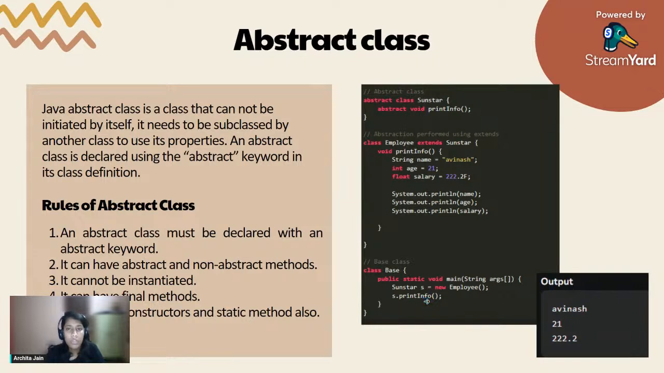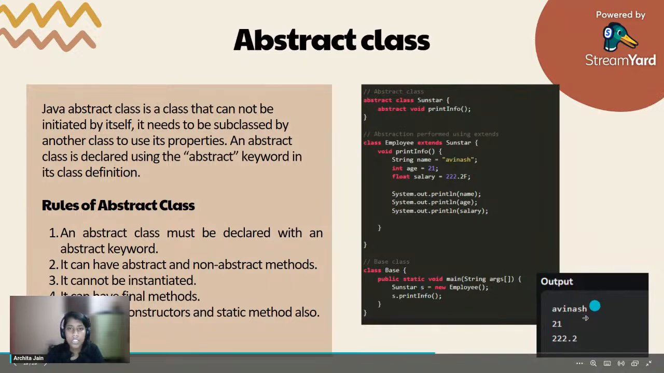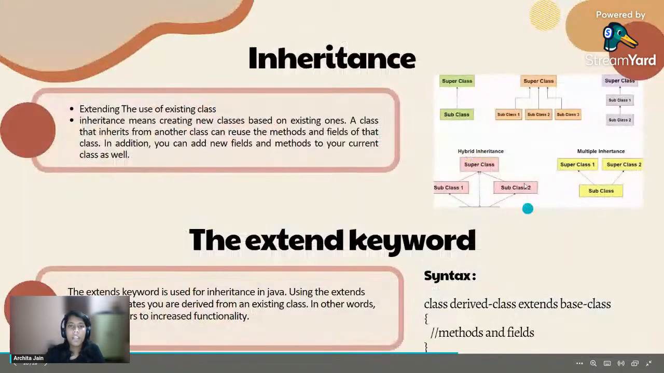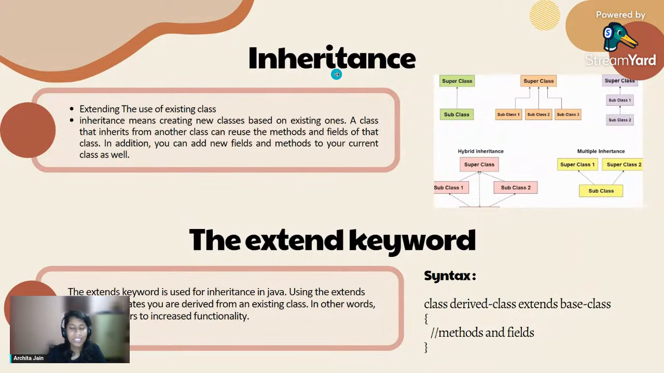But if that abstract class were not inherited, and only this was given, then we could not make the object of that abstract class. And in the output we are getting the values that we have input, right? Now comes inheritance. I just gave you a brief about what inheritance is.